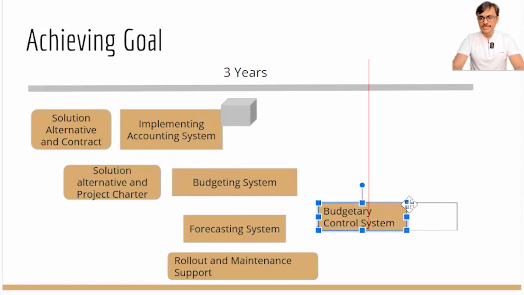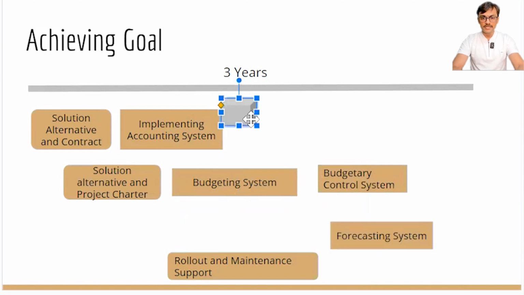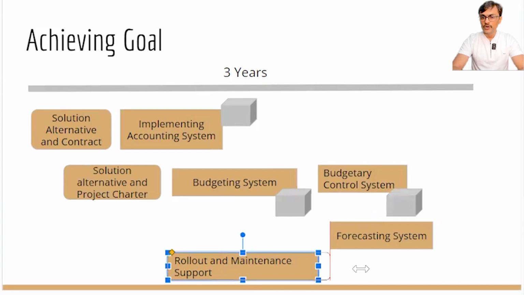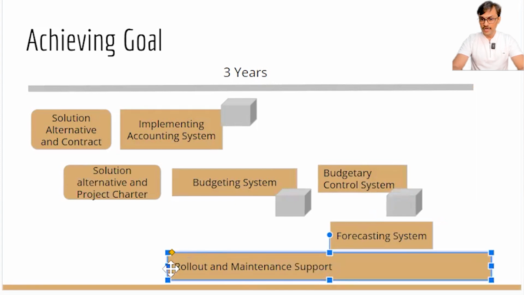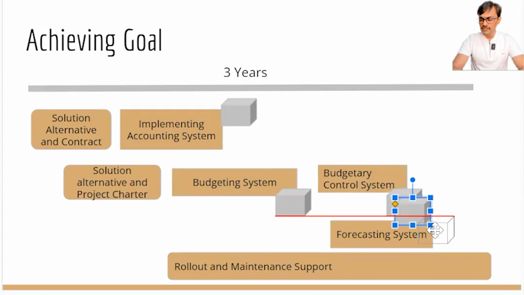And similarly, once the budgeting system is in place, we will focus on budgetary control, because budgetary control will be integrating the ideas coming from finance as well as budget. The budgetary system is expected to produce another deliverable. This deliverable will help us in taking care of budget preparation. And then we will have budgetary control also producing a deliverable. As deliverables get produced, we will start doing rollout and support activity with this program team. So program activities will be there. And once all these things are in place, we will focus on producing the forecasting system.